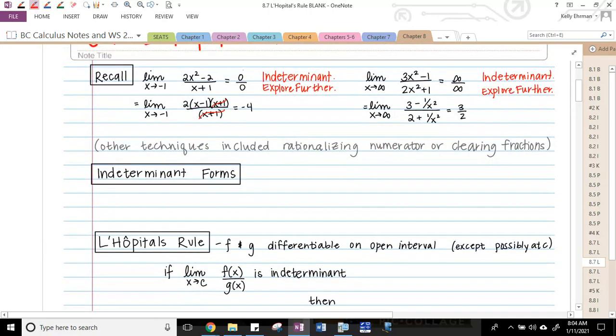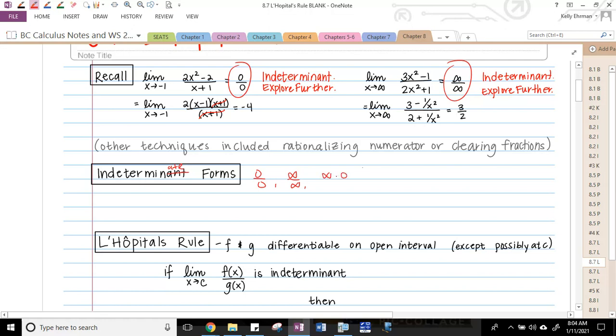So these first two examples are called indeterminate forms. But anyway, indeterminate forms. We have 0 over 0 and infinity over infinity. Those are the most common. But we have a few more.